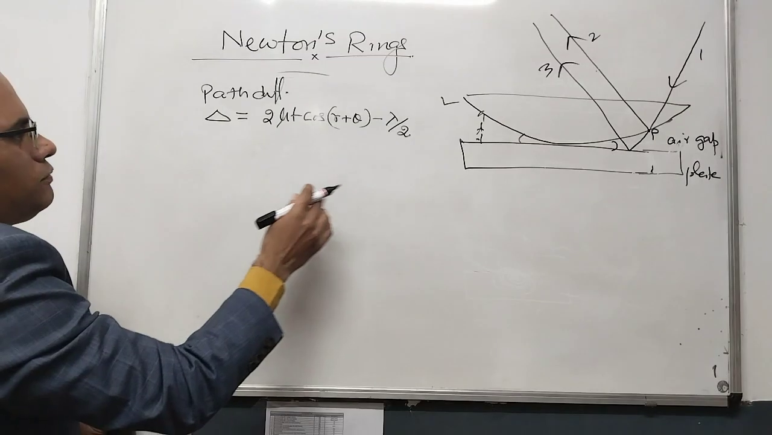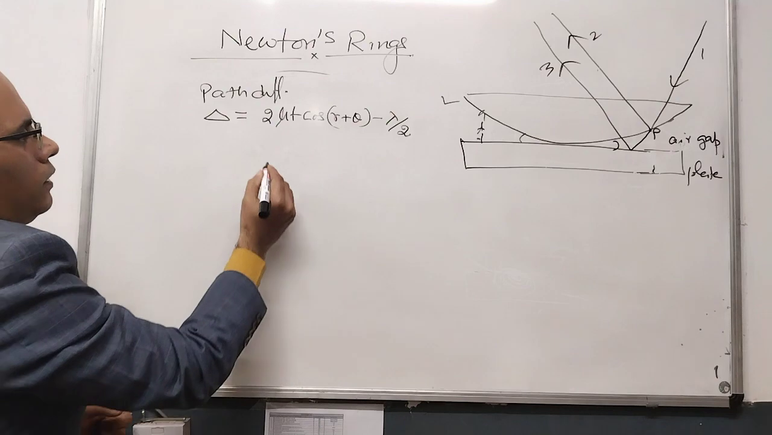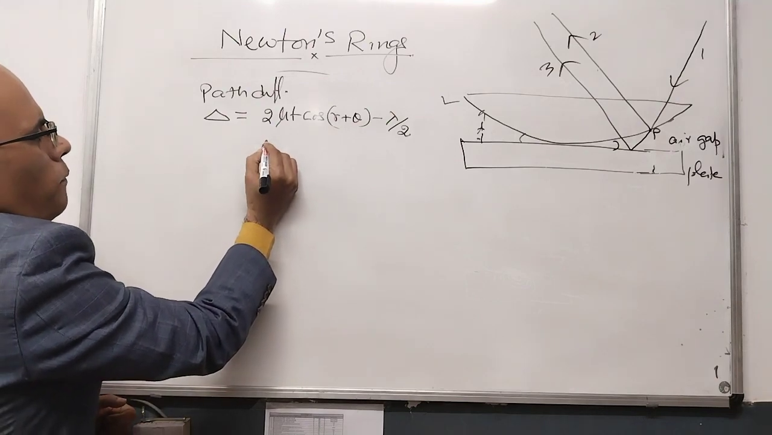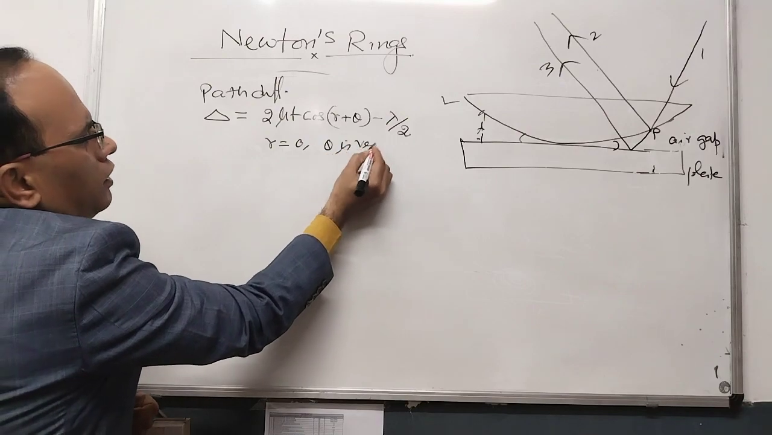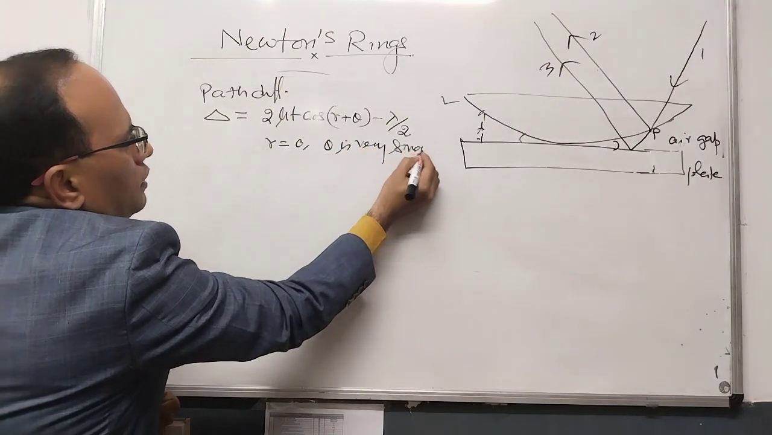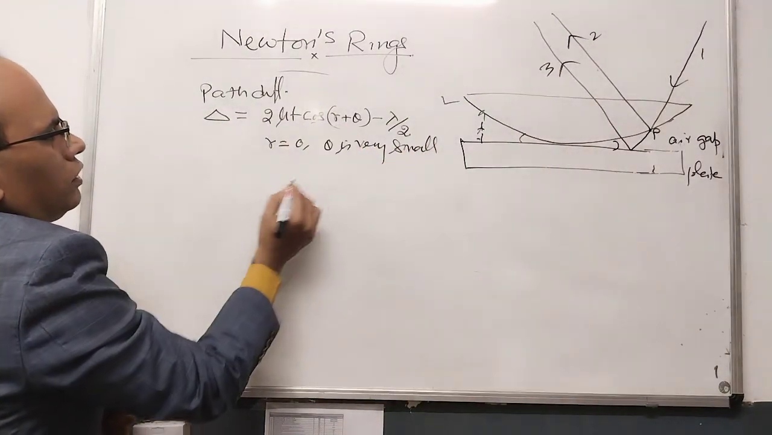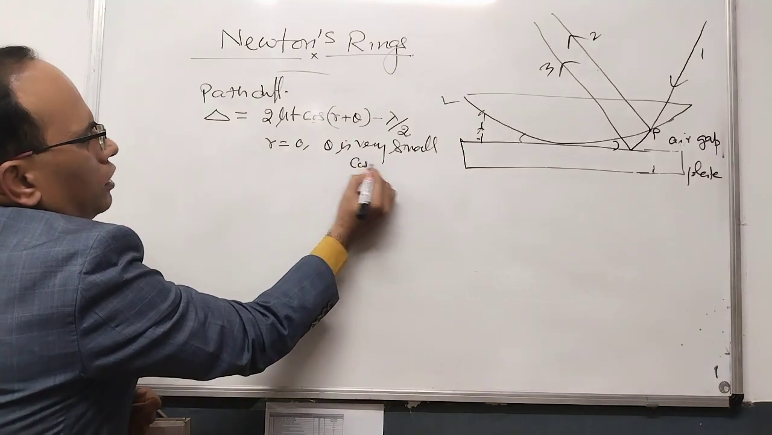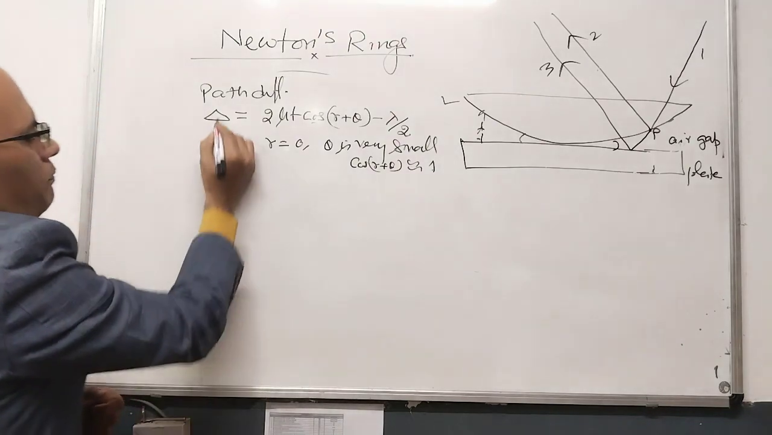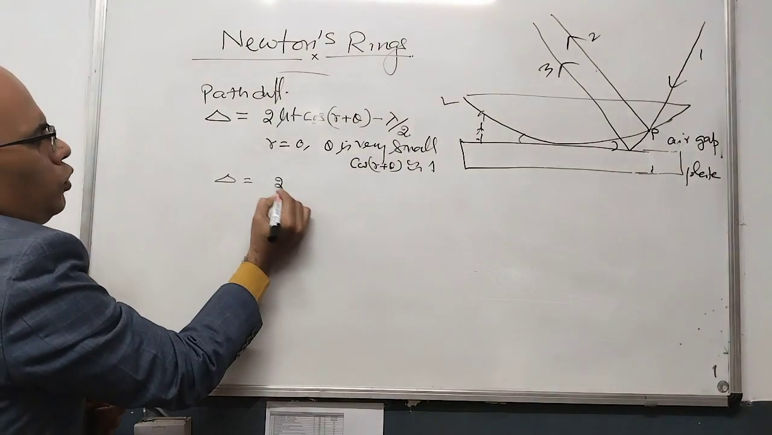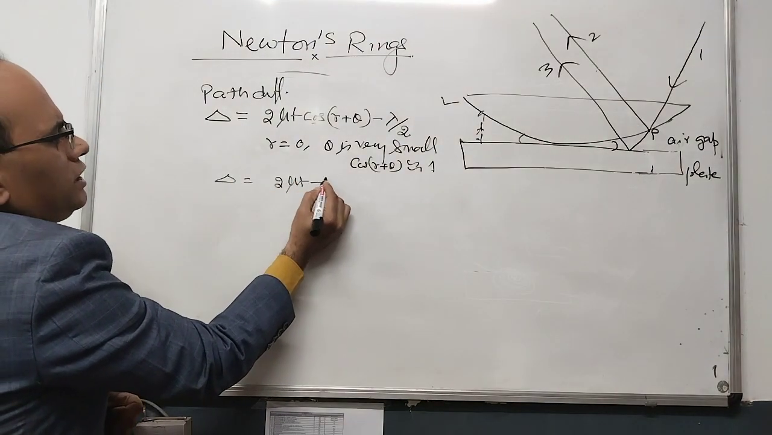In this case, because rays are incident normally, there is no r. If r is 0 and theta is very small, then you can say cos(r plus theta) equals 1. So my path difference will be 2 mu t minus lambda by 2.